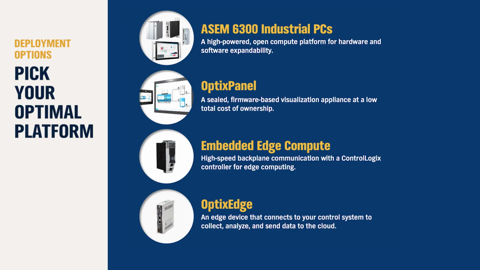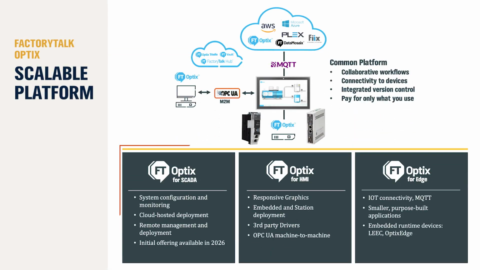When it comes to deployment, you can build your application once and deploy it to either an industrial PC with a Windows or Linux operating system, or an Optix panel, which is a sealed firmware-based HMI, or for headless applications, you can use the Embedded Edge Compute module, which resides in a ControlLogix chassis for high-speed backplane communication, or the Optix Edge, which is a platform-agnostic DIN rail-mounted module. In 2026, Optix will receive its SCADA introduction, which gives it the option for workstation clients and server redundancy. So with that, regardless of the size of your application, you can deploy Optix across your entire industrial ecosystem.